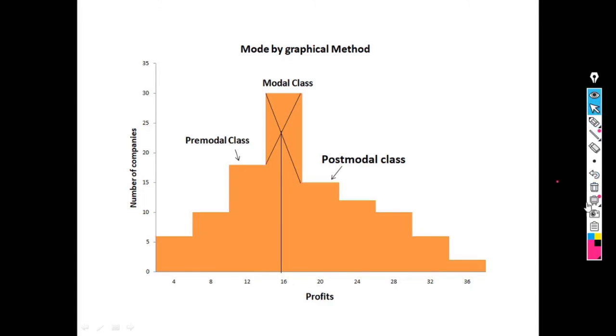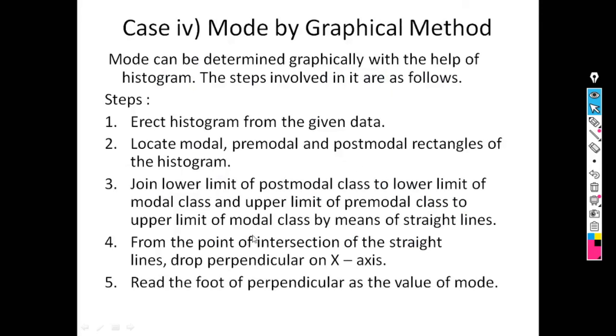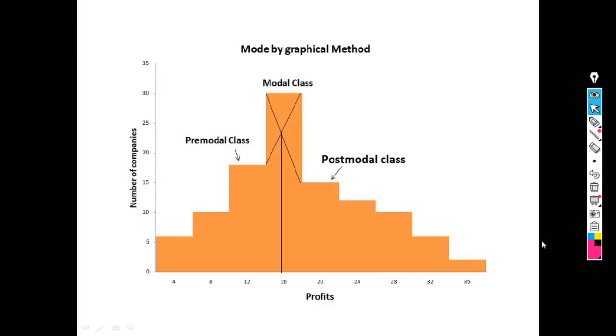Now the next step is from the point of intersection of the straight lines, draw perpendicular on x-axis. So from the point of intersection of those two straight lines, we have to draw the perpendicular on x-axis like this. This is the point of intersection. From this point of intersection, we have to draw a straight line to the x-axis like this.